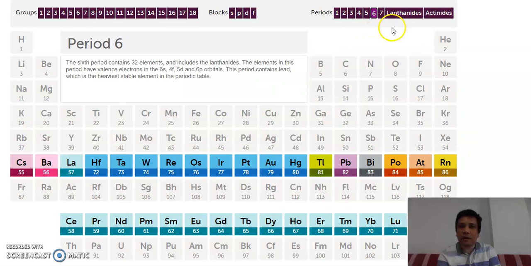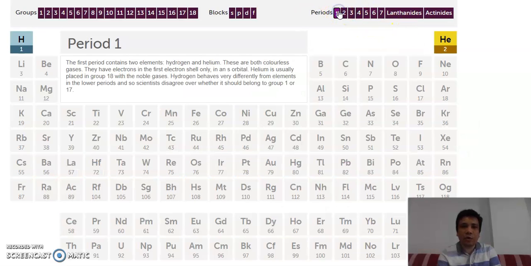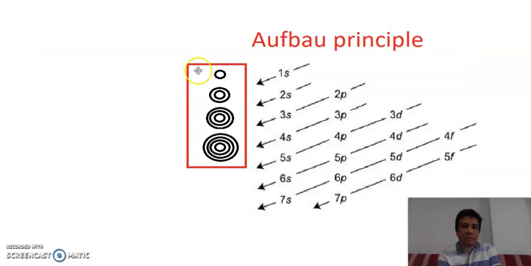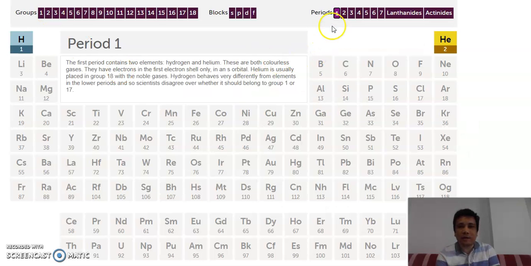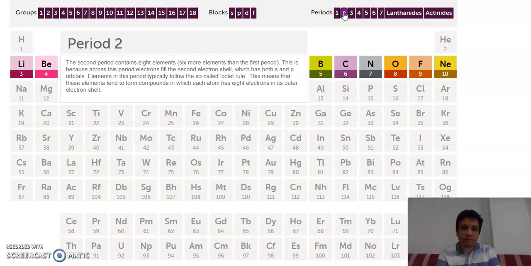That's why in the first period only 2 elements are placed. But in the second shell, we know there are s orbital and p orbital. The maximum capacity of s is 2 electrons, p is 6 electrons, so the total electron capacity in the second shell is 8. That's why in the second period also 8 elements are placed.